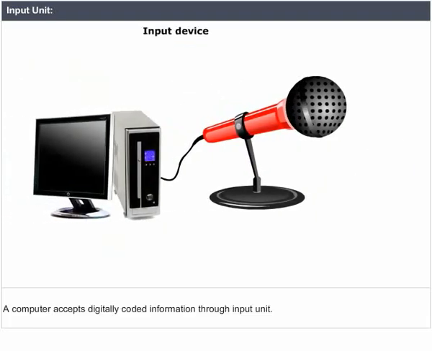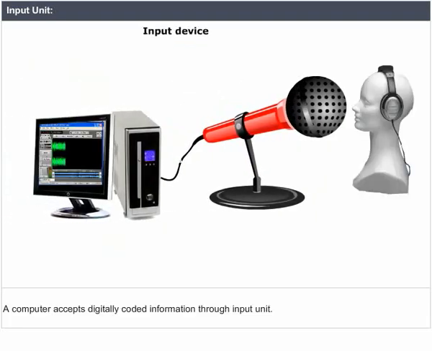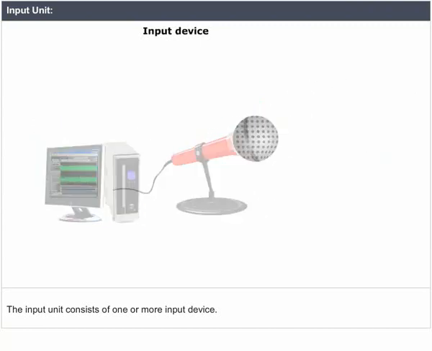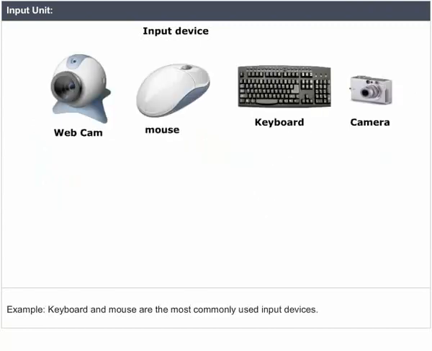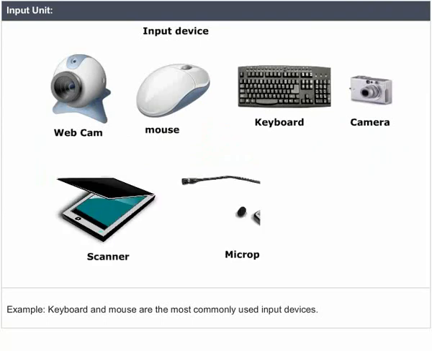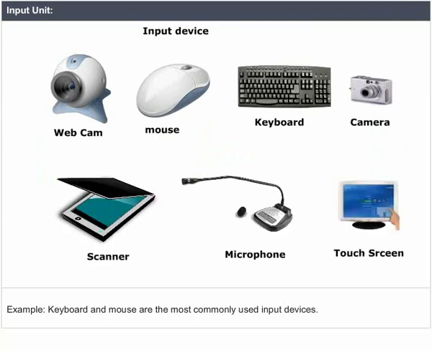Input unit. A computer accepts digitally coded information through input unit. The input unit consists of one or more input devices. Example, keyboard and mouse are the most commonly used input devices.